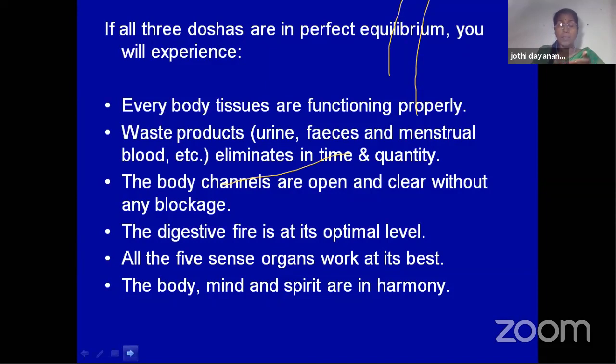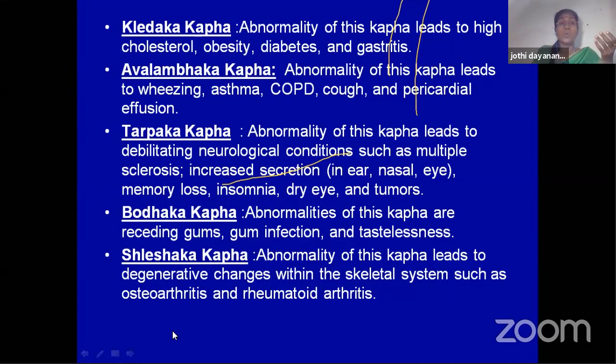How I feel is how my spirit will be feeling, whether I feel happy or not. So this has to go with the kaba. They have given some signs: abnormalities of the kedaka kaba lead to high cholesterol, obesity, diabetes, and gastrointestinal problems. If you have the avalambaka kaba too heavy, it would lead to wheezing, asthma, cough, and pericardial effusion. And then the tarpaka, that is the brain. I have compared all these things with you, going from the top down. Abnormalities of this kaba would lead to degenerative changes in the skeletal system, such as osteoarthritis and rheumatoid arthritis.